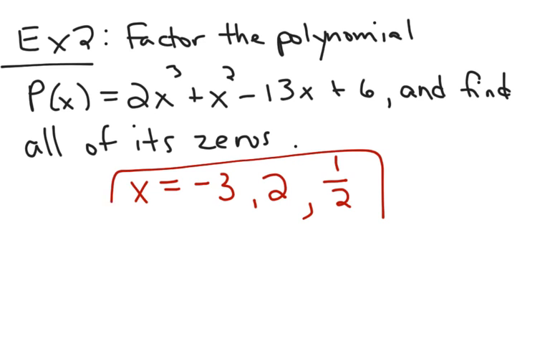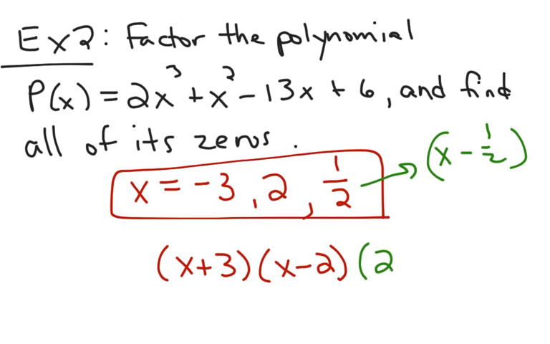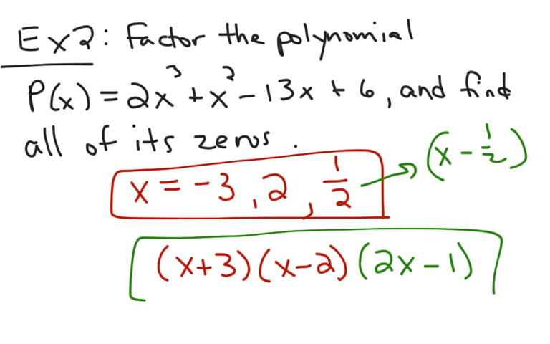So if those are the zeros, then in factored form it's x plus 3, x minus 2, and then this one, side note, the factor would be x minus 1/2, but we don't like fractions. I get rid of it very quickly by just taking the denominator of the fraction and putting it in front of the x. So this is your factored form of 2x cubed plus x squared minus 13x plus 6.